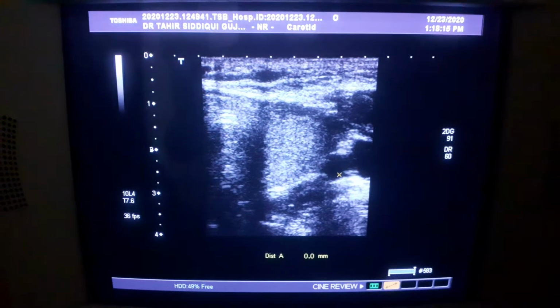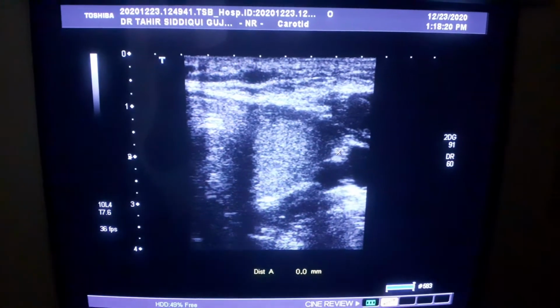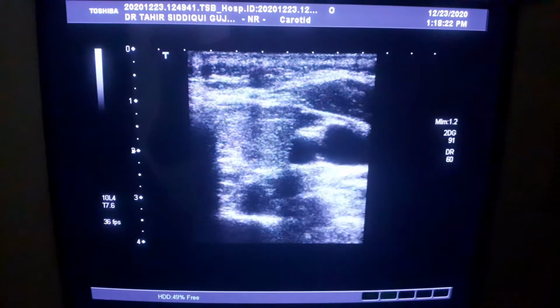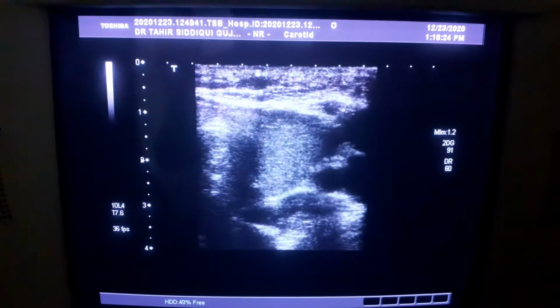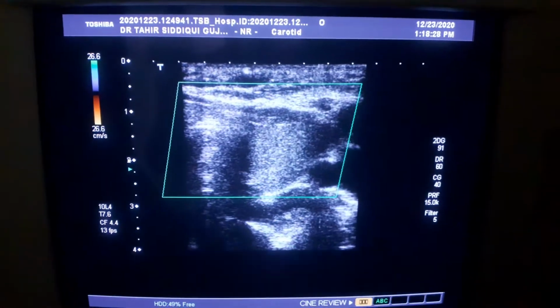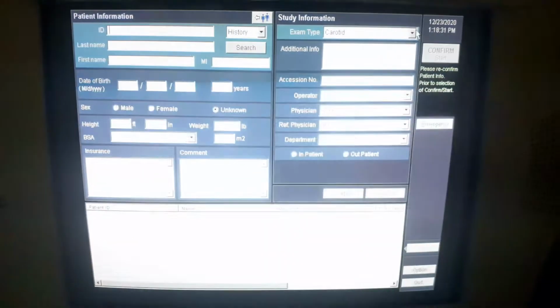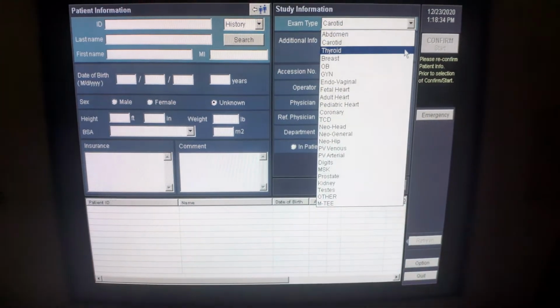This is the common carotid artery in transverse section. This is the jugular vein in transverse section. I'm sorry, let me go to the thyroid. Okay.